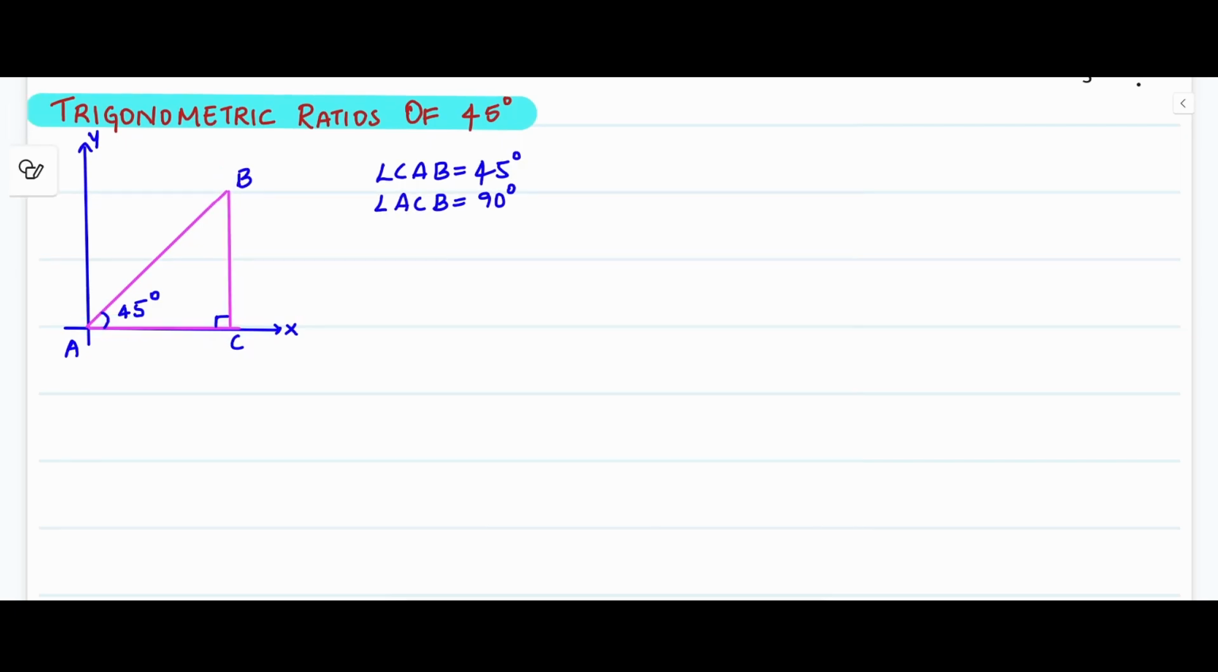In order to find out the angle ABC, we can use the sum of angles rule. For all triangles, the sum of all three angles in a triangle is equal to 180 degrees. That is, angle ACB plus angle CAB plus angle ABC, which we don't know, is equal to 180 degrees. We know that angle ACB, that is our angle C, is 90 degrees, plus our angle CAB, that is our angle A, is 45 degrees, and we don't know the angle ABC, plus ABC is equal to 180 degrees.